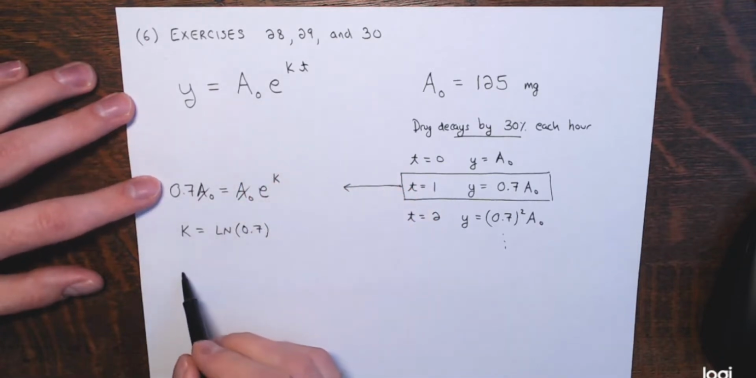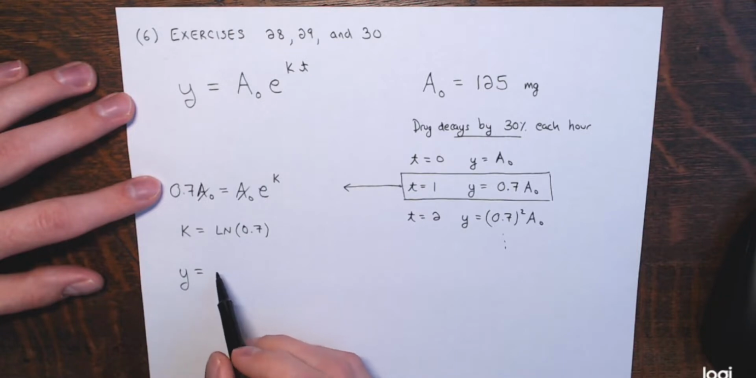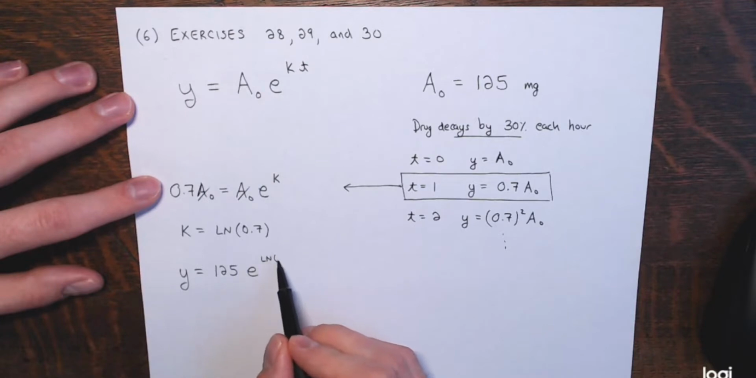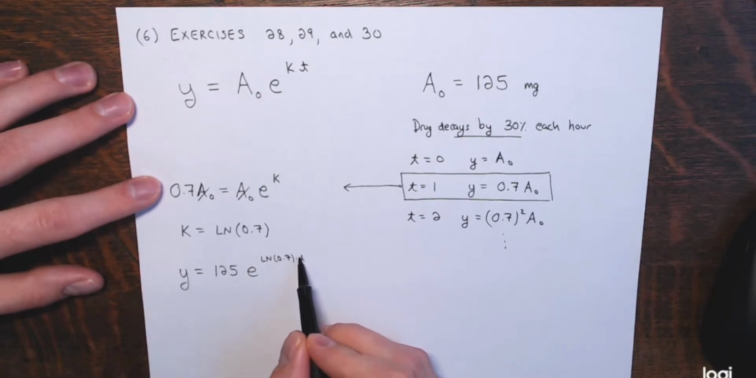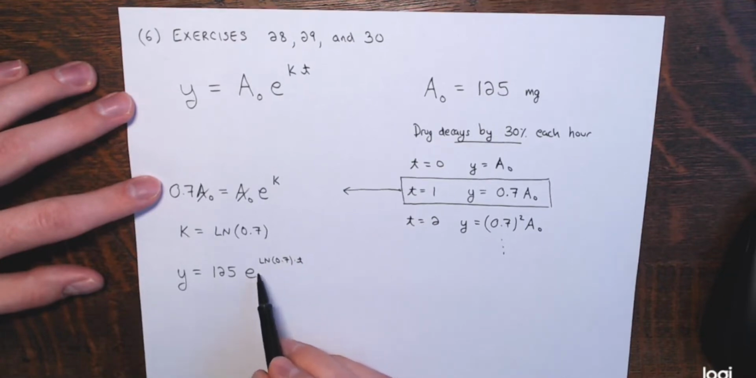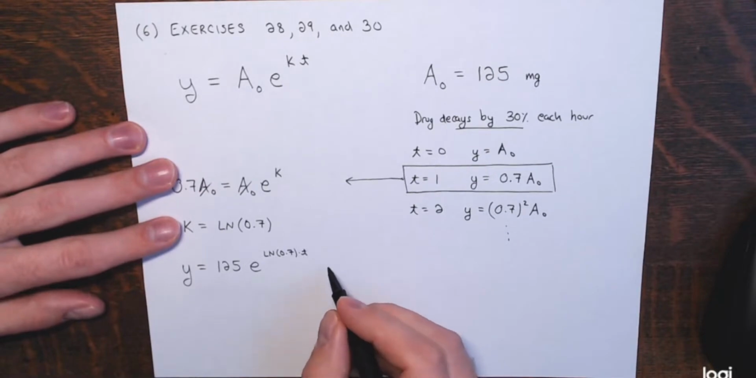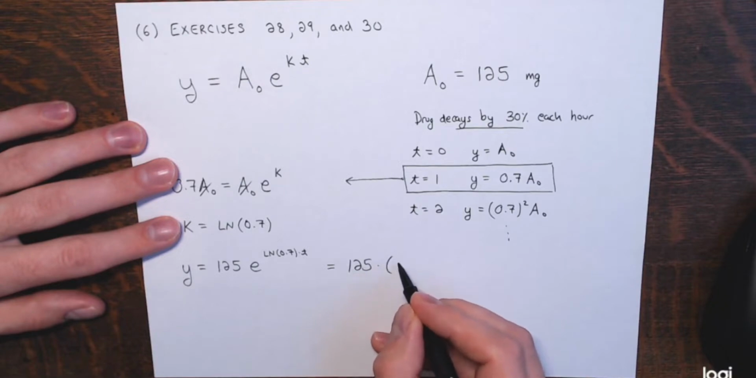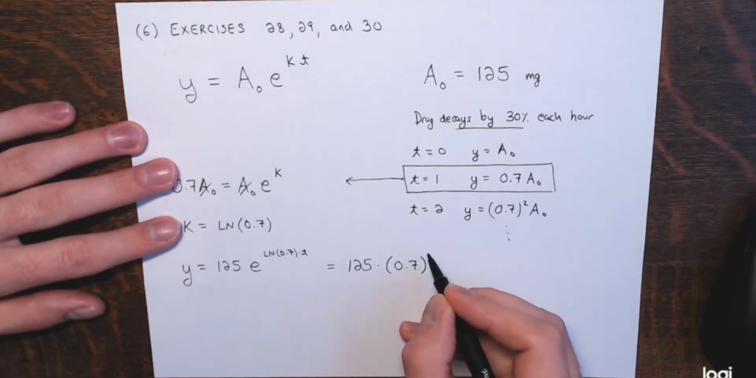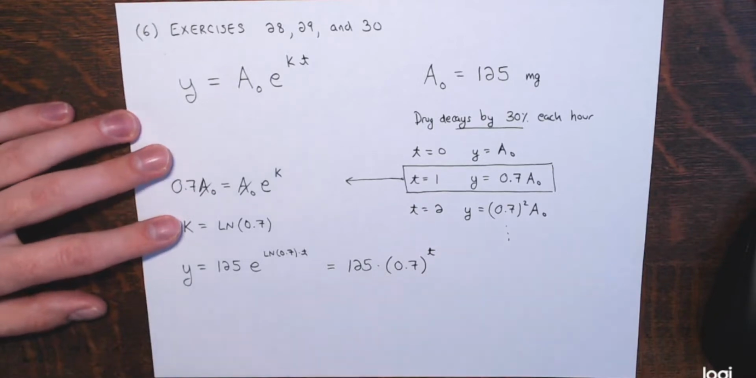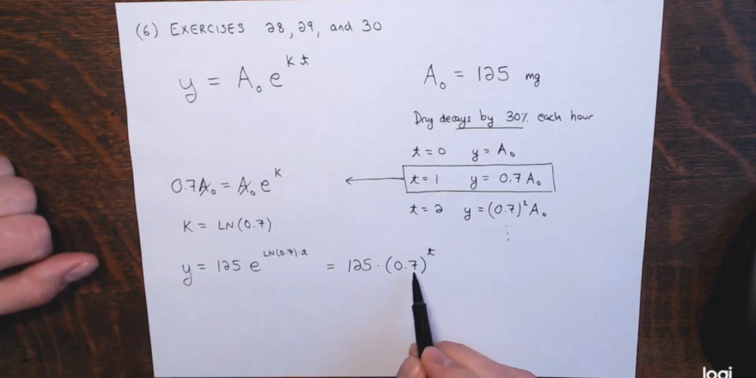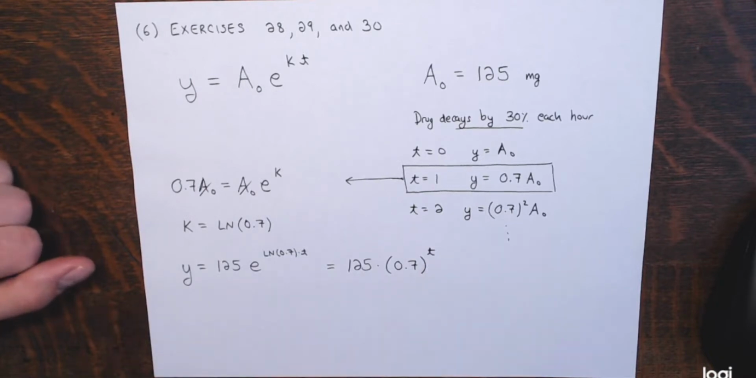So we have y equals a sub 0, which is 125, times e to the natural log of 0.7 times t. And like I've been doing, put this t inside as the power on 0.7 and then undo the log and exponent with the inverse rule. This is 125 times 0.7 to the t. There's our model. Y equals 125 times 0.7 to the t. I'm going to be using this model to answer their question.